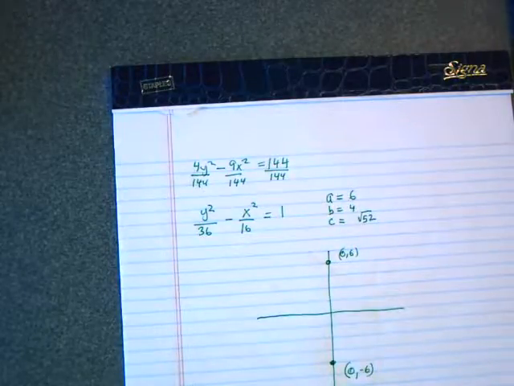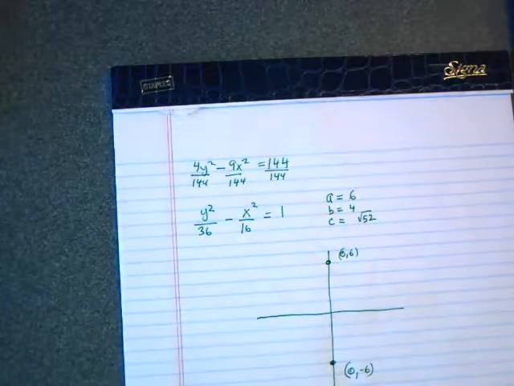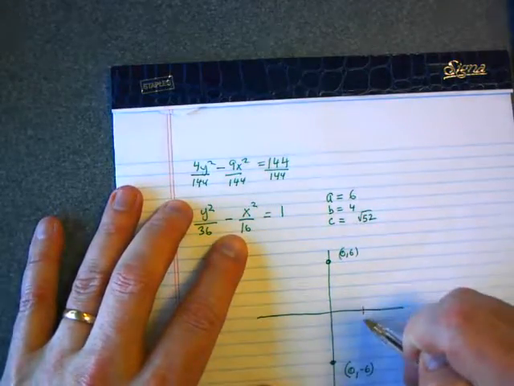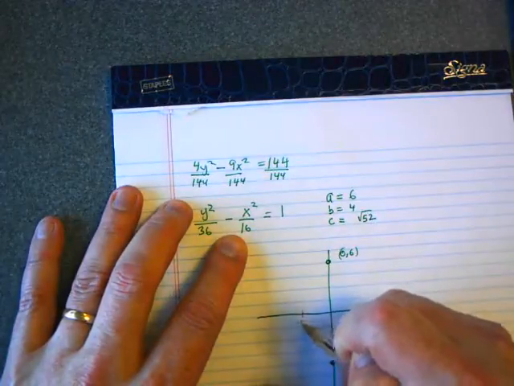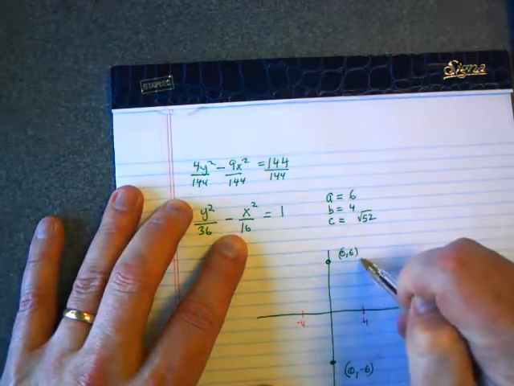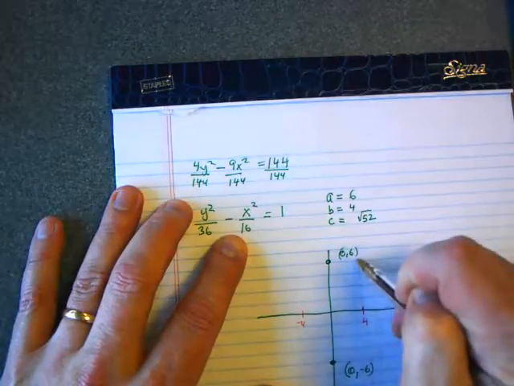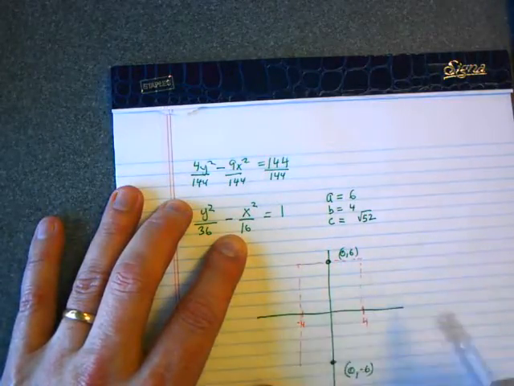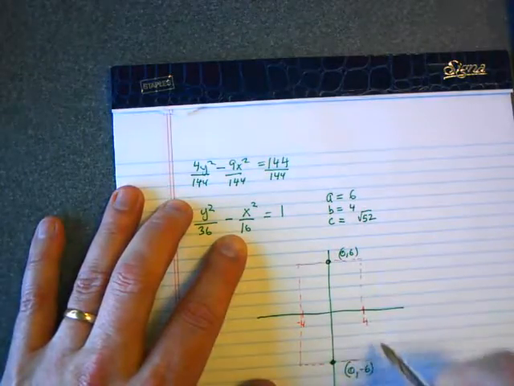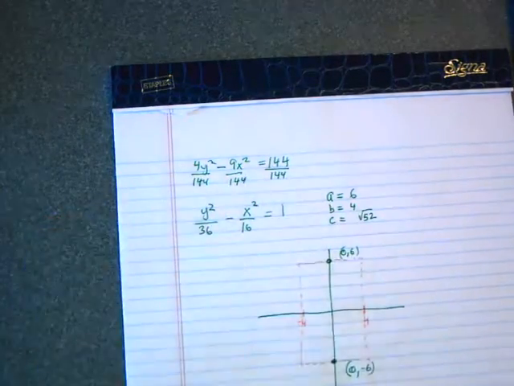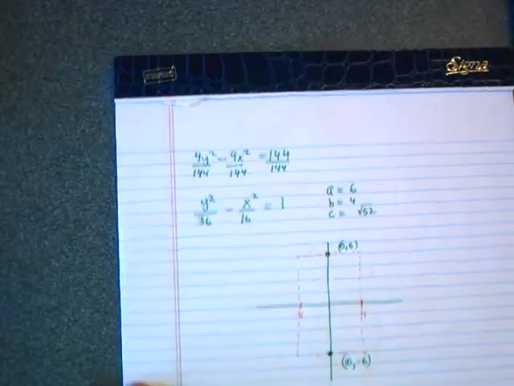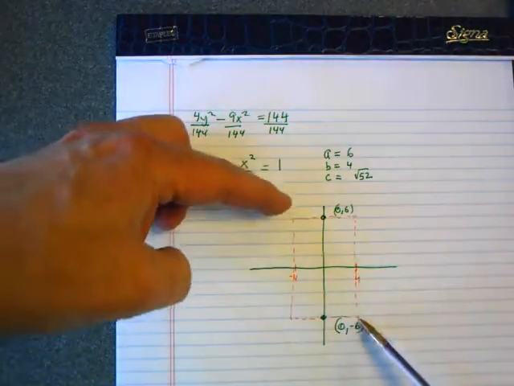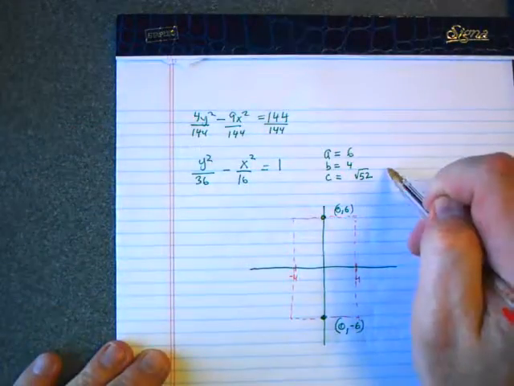And then again, to find the asymptotes, here's what I tend to do. I use the B number. B is 4. So I come over here to 4 and over here to negative 4. And I come up to here and I draw this box. So that's what the B number does for me. My asymptotes, again, go diagonally through the box, through those corners and through those corners. So draw those in.